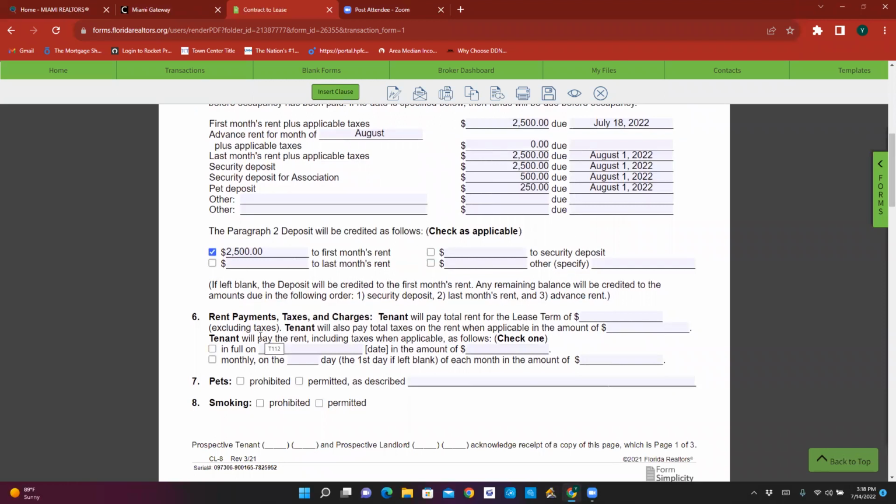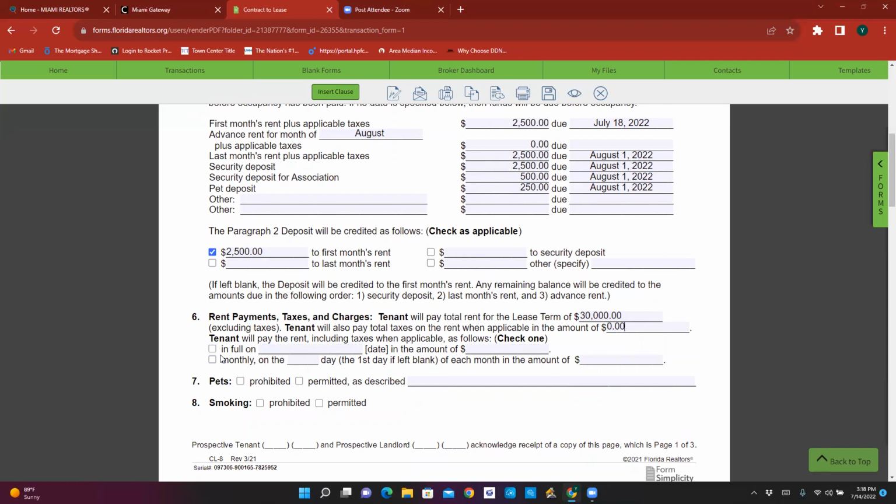Rent payment, taxes and charges. Tenant will pay total rent for the lease term of. So what you do in this section is you take the amount of the rent, multiply it by 12 for the year, and then you put how much the tenant will be paying for the year in this section. If they're paying taxes, you will place it here. In this case, they will not be.